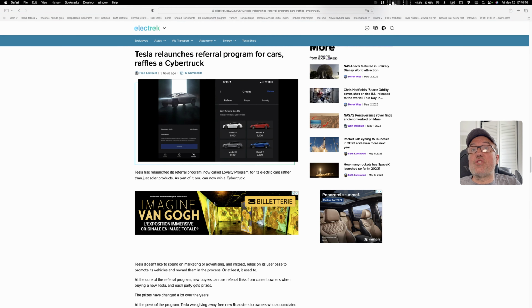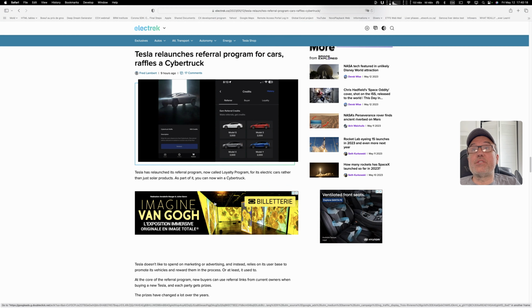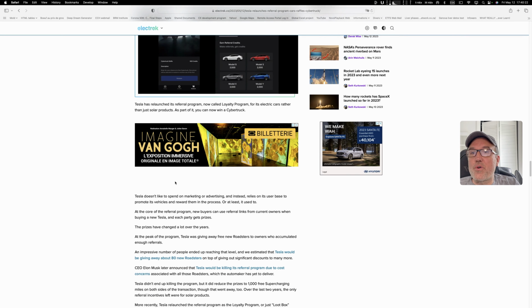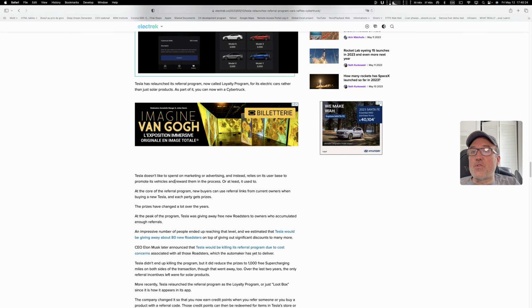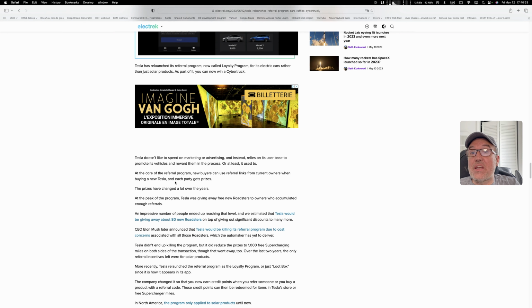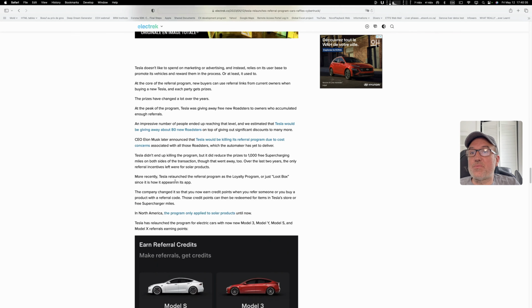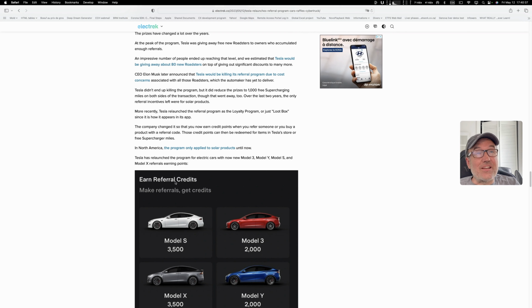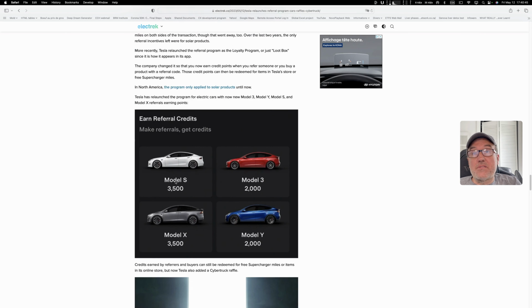Tesla relaunches referral program for cars, raffles a Cybertruck. So wow, this is great for people that have Teslas. You can refer people and then you will have a chance to get a Cybertruck. That's pretty nice. Tesla has done that in the past, and pretty much all of the Tesla YouTubers have got free cars with this. Yeah, it's good for them.